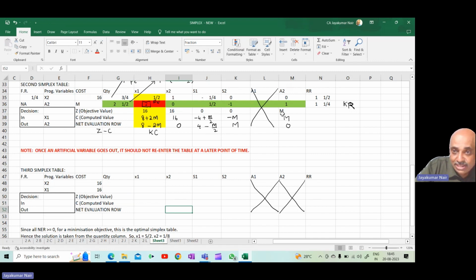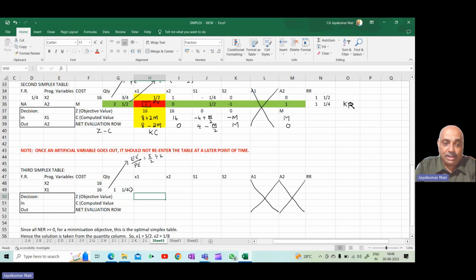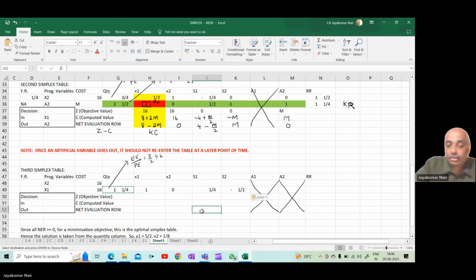Now, which is the key row? The second row is the key row. So how to fill in the key row? Go to your previous table, see what is the existing element, and divide it by the pivot element. In this case, it is 5 over 2, divide this by 2. You will get 1 by 4. Similarly, you have to calculate the values for all the other cells.